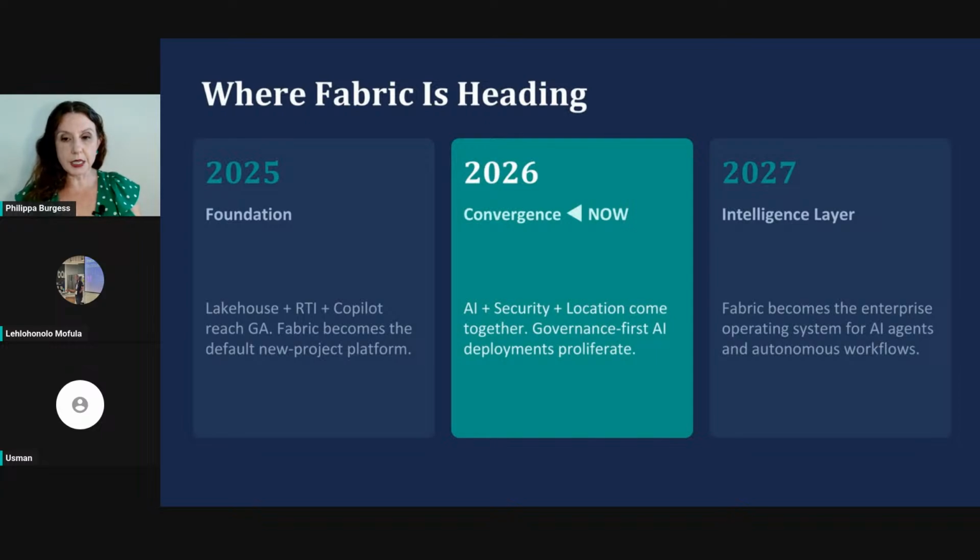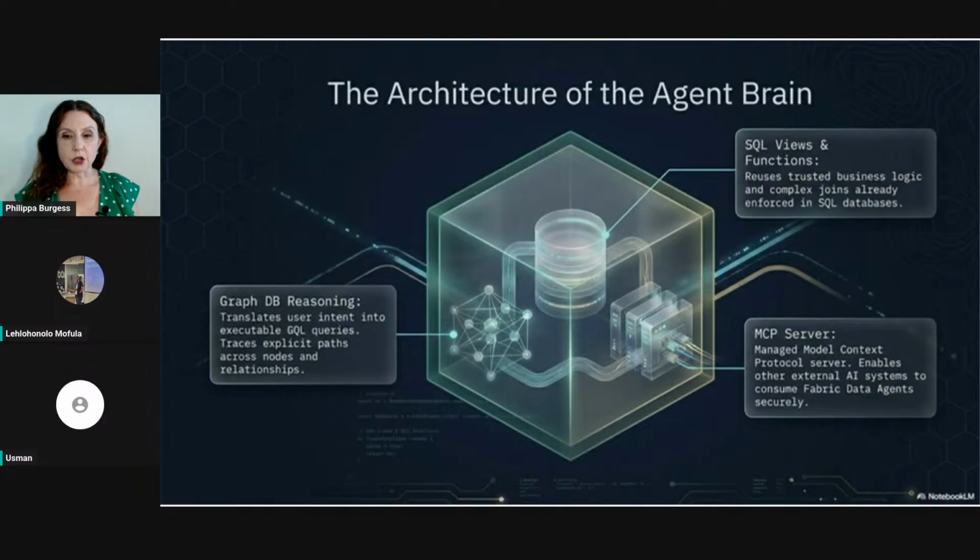And then as we move into 2027, it's deeper into the intelligence layer, where a lot of the tools that are now in public preview will come into general availability, where Fabric becomes the enterprise operating system for AI agents and autonomous workflows. So the architecture of the agent brain: you've got your GraphDB reasoning, which translates user intent into executable GQL queries and traces explicit paths across nodes and relationships. Your SQL views and functions reuse trusted business logic and complex joins already enforced in SQL databases. And your MCP servers are managed Model Context Protocol servers, enabling other AI systems to consume Fabric data agents securely.